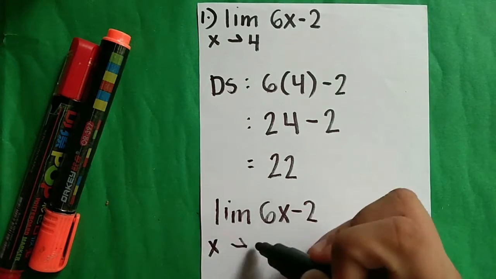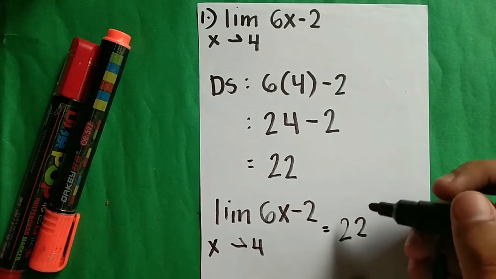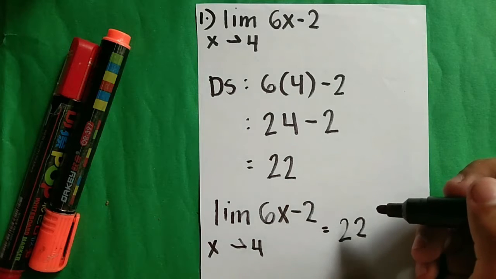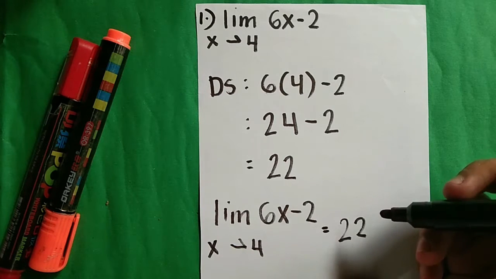Take note, not all the time can we get the limit of a function just by direct substitution. It just happened that this example is simple and we can get the limit by direct substitution.